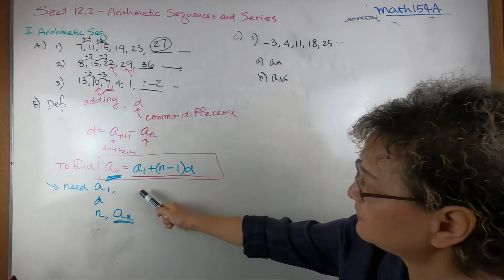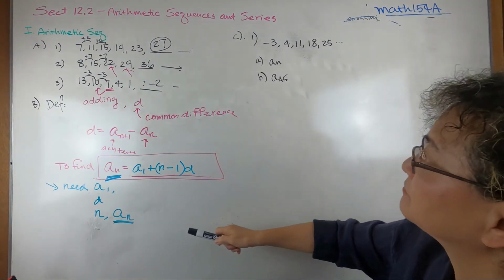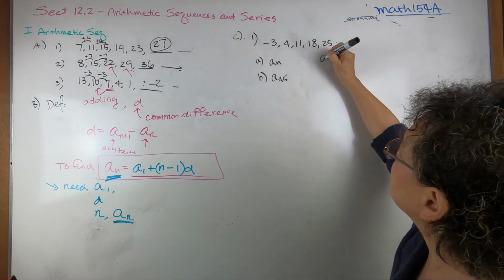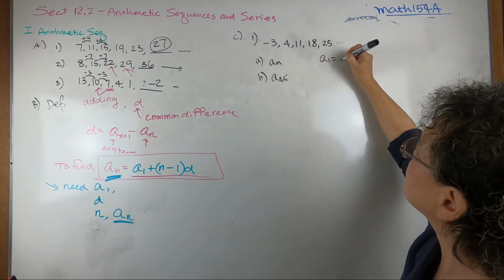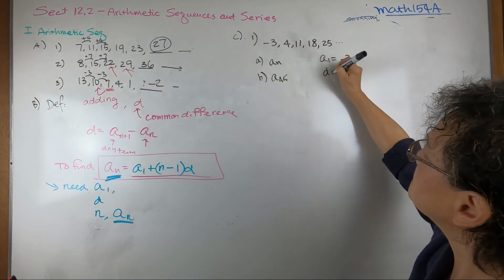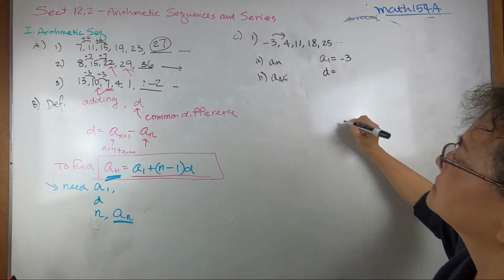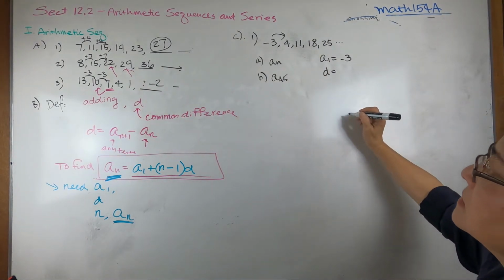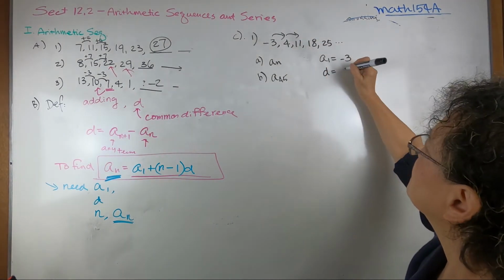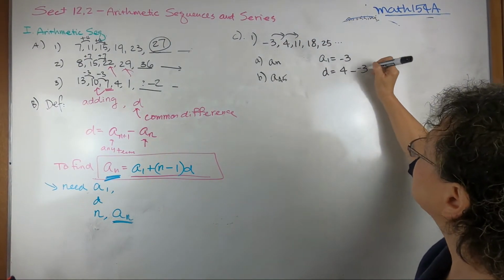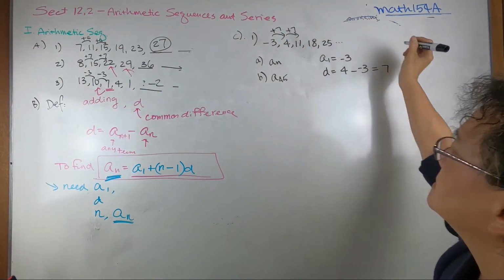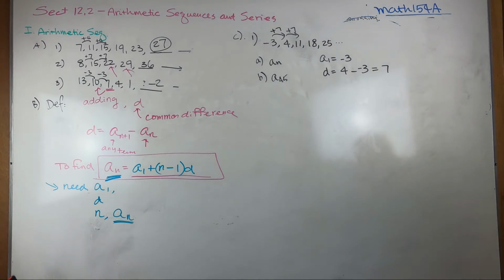Then we need to identify our A1 and D. And N is general, right? So what's our A1? That's your first term. What's your D? What do you get? From first term to second, or from second to the third. So it will be 4 minus -3, that will be 7. That means you add a 7 for the following term, right?